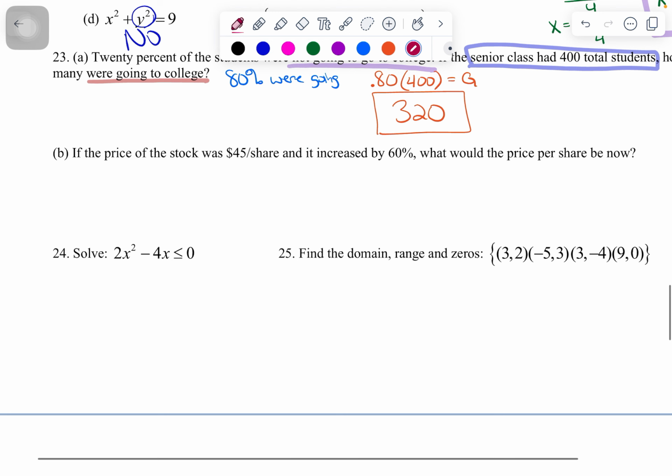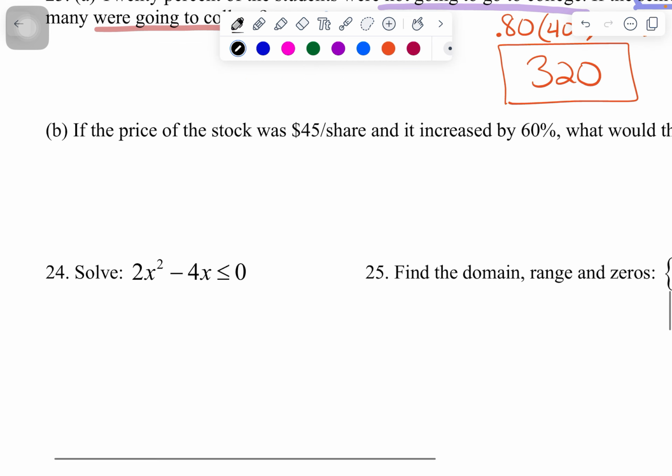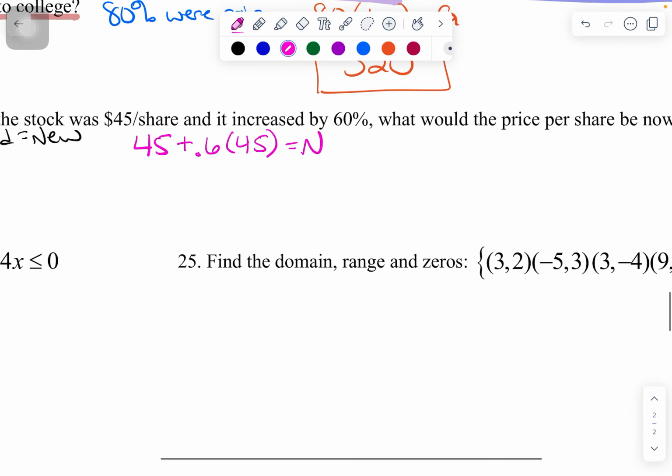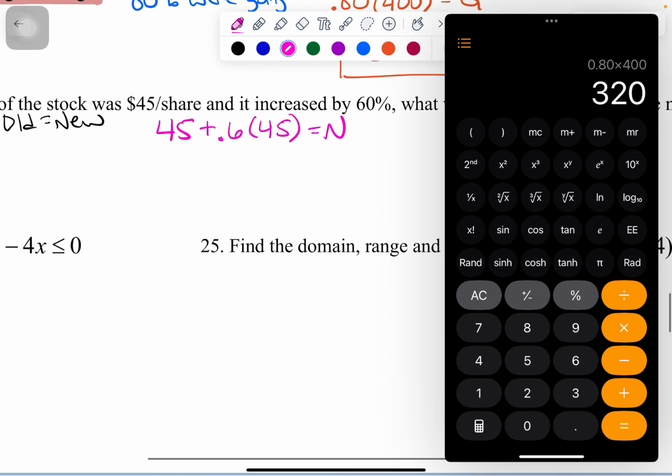Part B, if the price of the stock was $45 a share and it increased by 60%, what would be the price per share now? This one is old plus or minus percent times old equals new. The price of the stock is the old price, so that's the $45. It increased, so that's definitely adding, 60%, so that's 0.60 times the old price, equals, I'll use N for new.